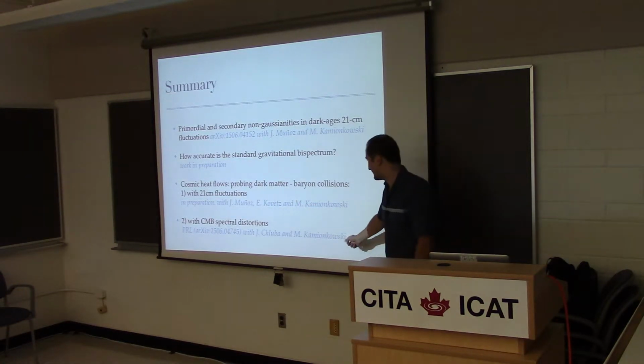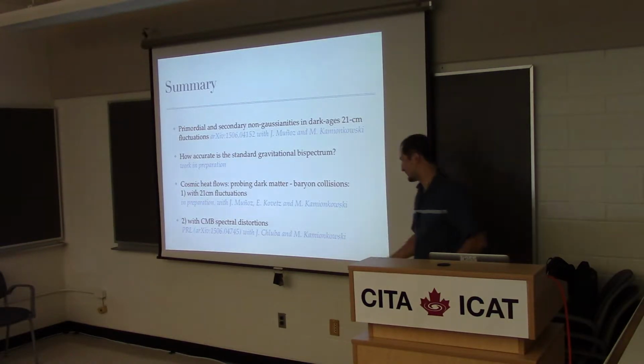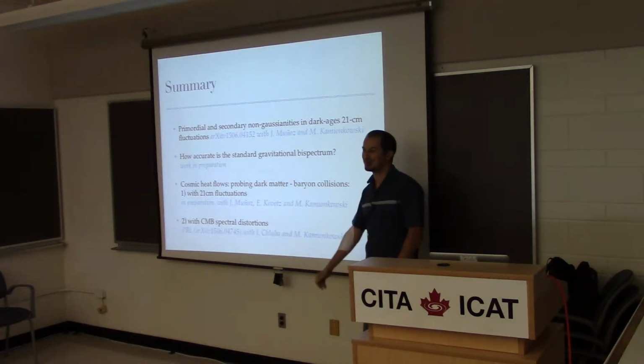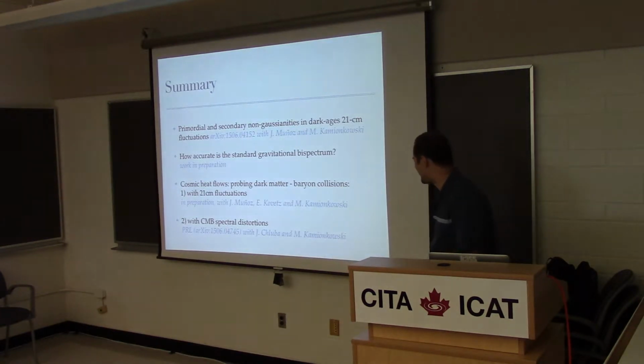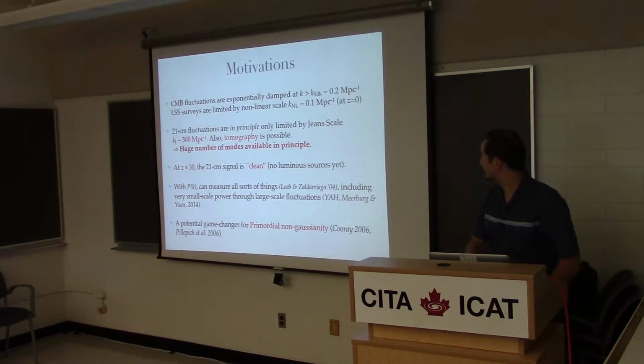And also, I'll talk about how one can already set some constraints on dark matter baryon and dark matter photon interactions with spectral distortions. And this is with Jens, who is the spectral distortion expert, as some of you might know, and Mark. So let's start with the bispectrum of 21 centimeter fluctuations in the dark ages.